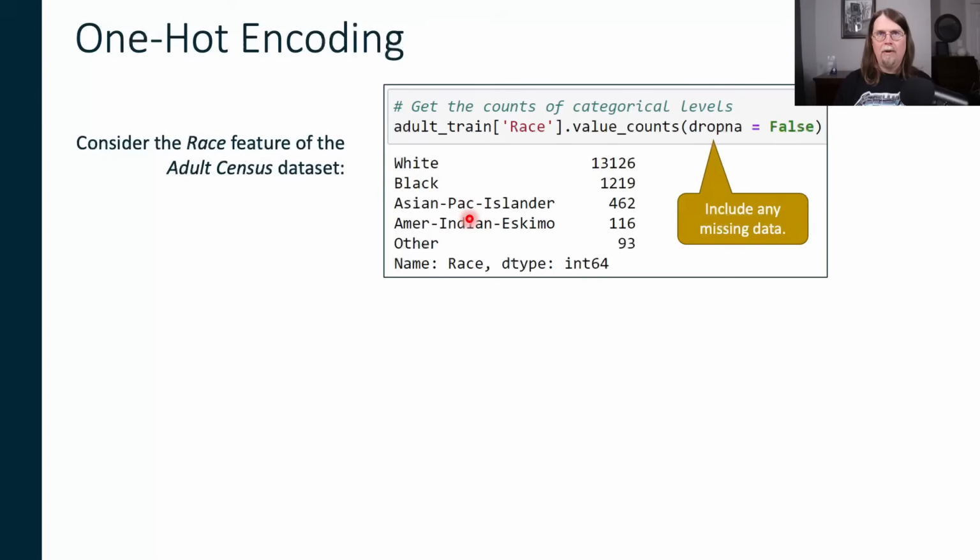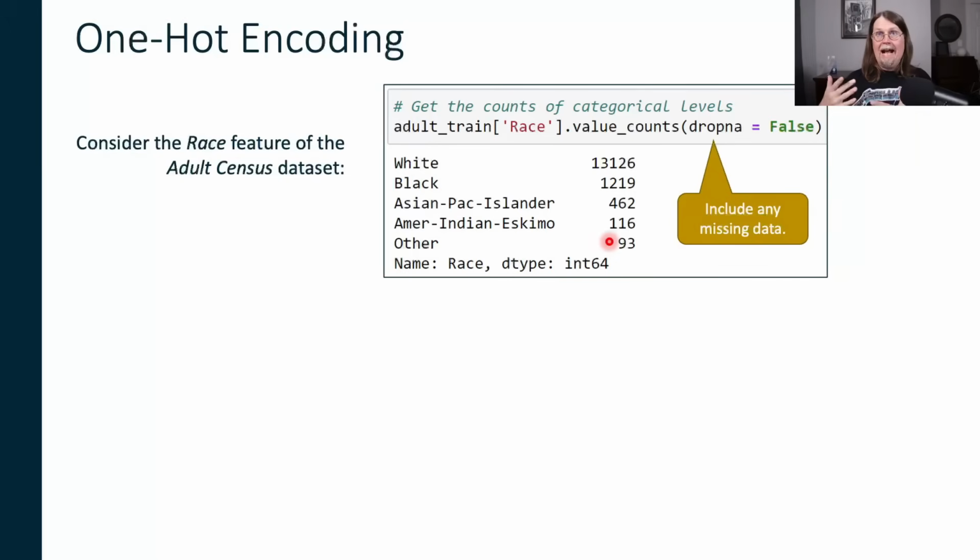And you can see the output here. First thing we notice is that we have no missing values, because we would see NaN, which is the pandas representation of a missing value. We don't see that. So we have white, black, Asian Pacific Islander, American Indian Eskimo, and other, and we can see the counts here.